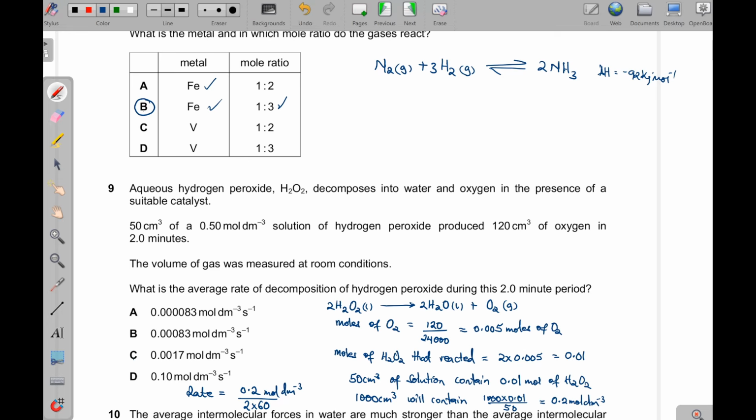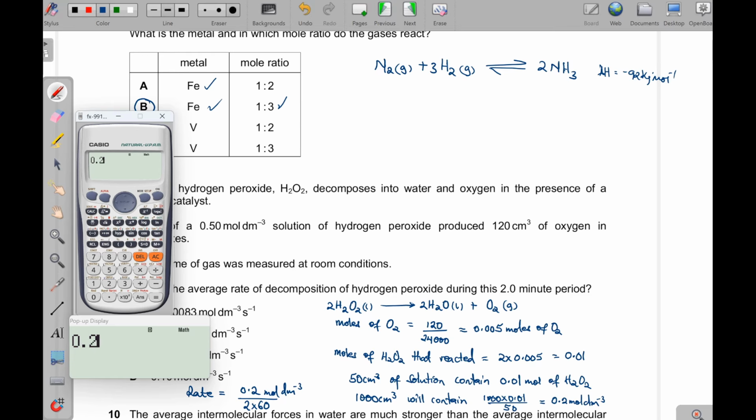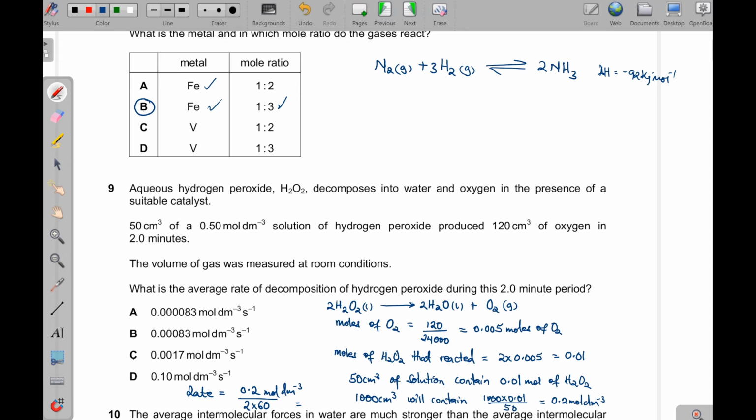So when we put this in the calculator, what do we get? 0.2 divided by 2 times 60. This gives us 1/600, which is 0.0016666 recurring. That means, when you look at whatever we are having here, we have 2 significant figures, so we shall round this, and it will give us 0.0017. That means our answer is going to be C there.